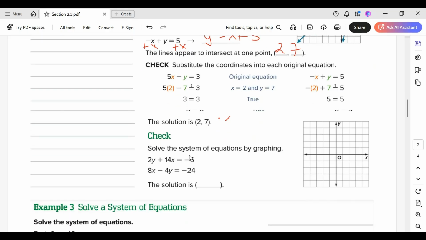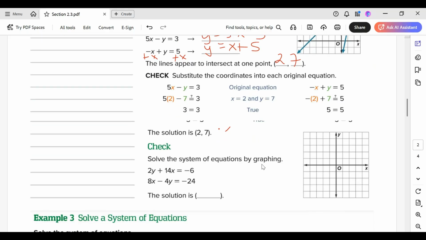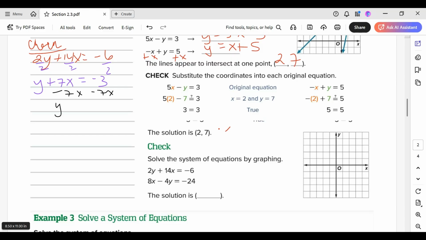In our check problem, it says solve the system of equations by graphing. When we look at our check problem, the first equation is 2y plus 14x equals negative 6. First thing I notice before I start anything is that all of them are even numbers. So I can just divide everything by 2. So it becomes y plus 7x equals negative 3. And then I can just subtract my 7x over, and I get y equals negative 7x minus 3 for your first equation.